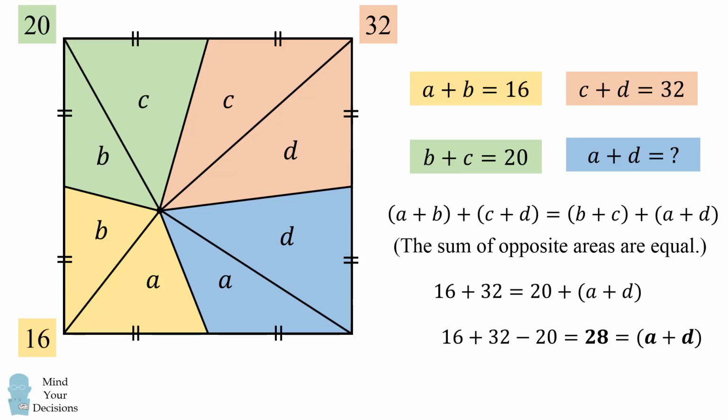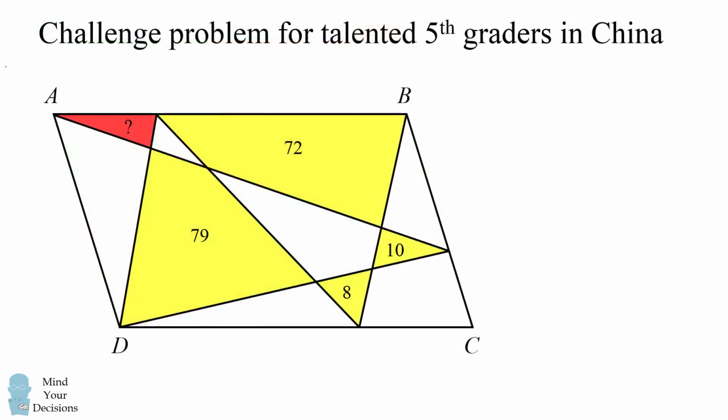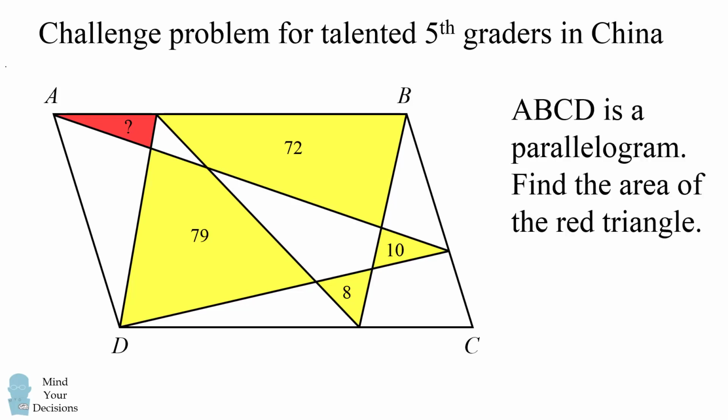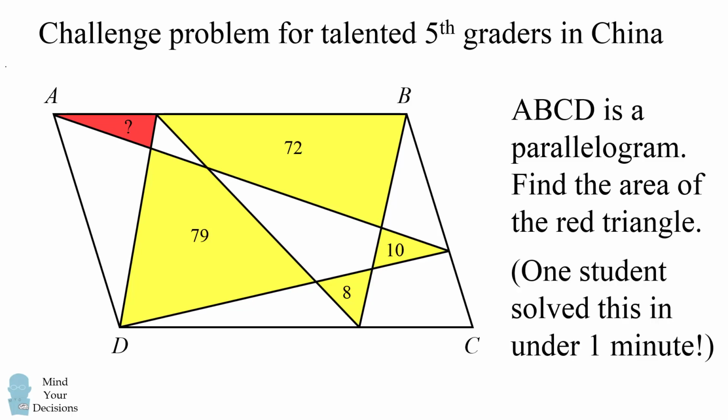Now, if you like this problem and wanted a little bit more of a challenge, I previously discussed a challenge problem for talented 5th graders in China. We have a parallelogram, ABCD, and you need to find the area of the red triangle. Remarkably, one student solved this in under a minute, and it uses the same principles that I described in this video.